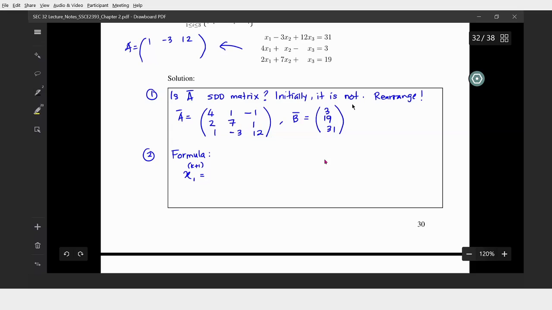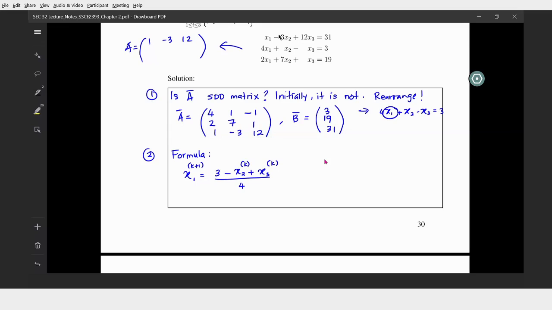At the right hand side, from equation number 1, I can read it as 4x1 plus x2 minus x3 equals 3. So I isolate x1. x1 equals 3 minus x2 plus x3 over the coefficient of x1, which is 4. So put that note, and then put the iteration notation: put K.